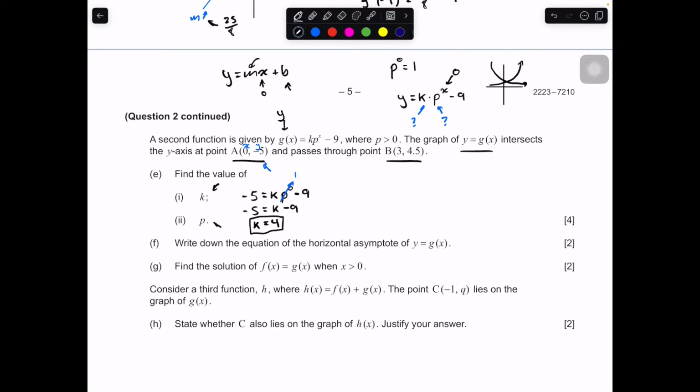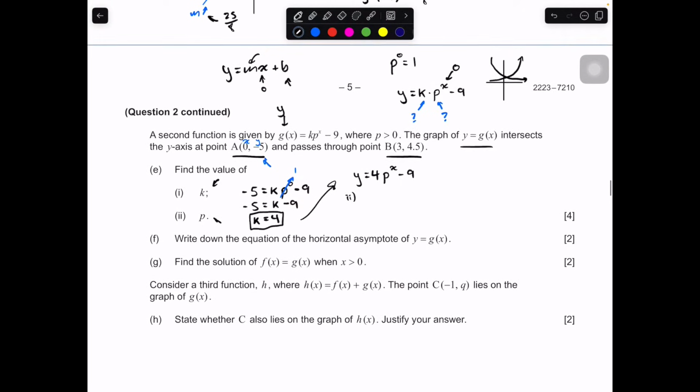So, knowing that piece of information, let's put that into our function right here. So we have y is equal to 4, we know what k is now, we don't know what p is, p to the x minus 9. Now we have some function with 1, 2 unknowns, and we've got another point that we've never used. So in order to find this value of p, we can plug in a value of x and a value of y, and then that should allow us to find this unknown right here. So let's go ahead and work that out for part 2.